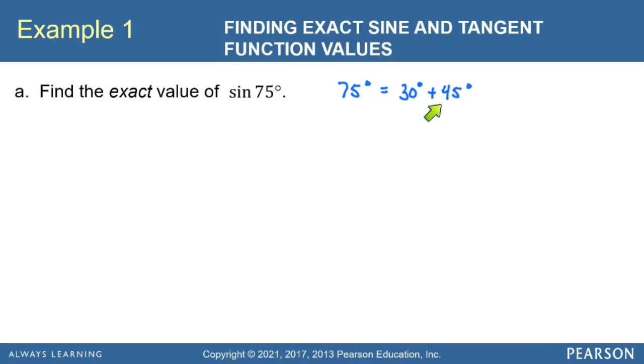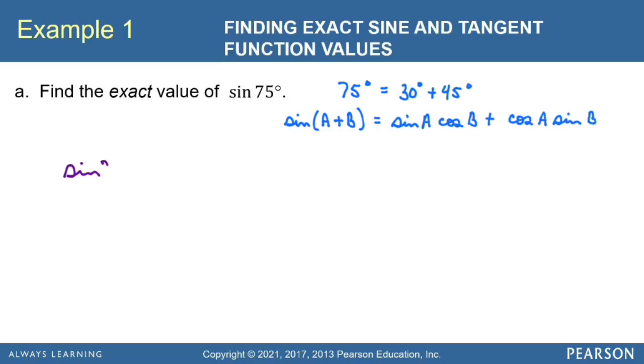And because of this plus sign here, we know that we're going to want to use our sine of a plus b identity. So I'm going to copy that here so we can look at it while we use it. So now let's write the sine of 75 degrees is equal to the sine of 30 plus 45 degrees. So when we plug into our identity here, 30 degrees will take the place of A, and 45 degrees will take the place of B.